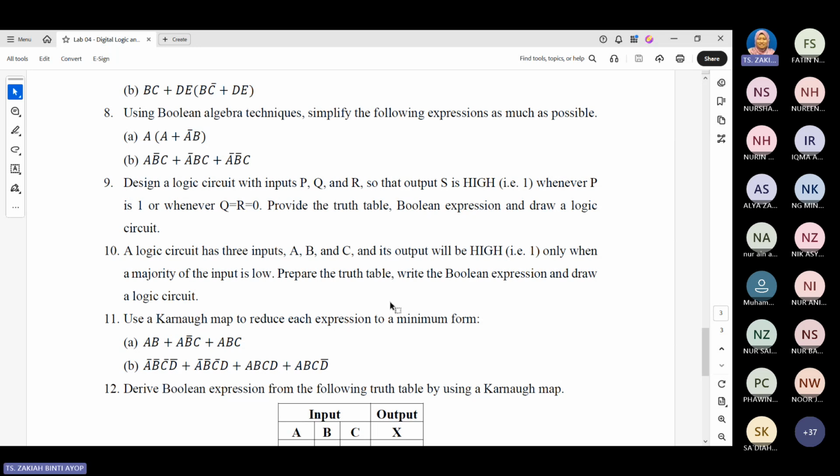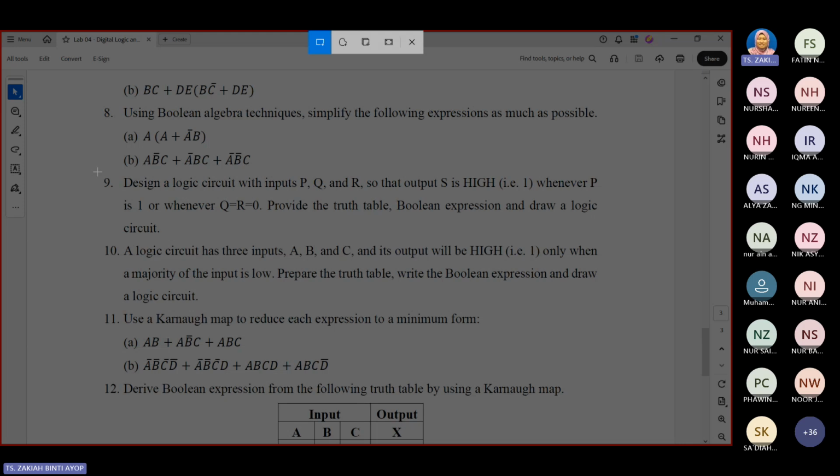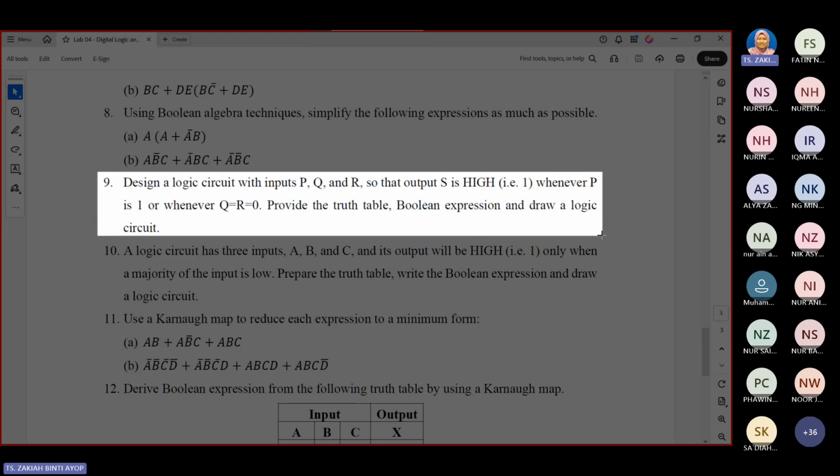Now, let me check what time it is. Okay, so I hope I can finish this. I'll finish question 9 and then the rest, you should be able to answer it. Okay, now for question 9. Design the logic circuit.